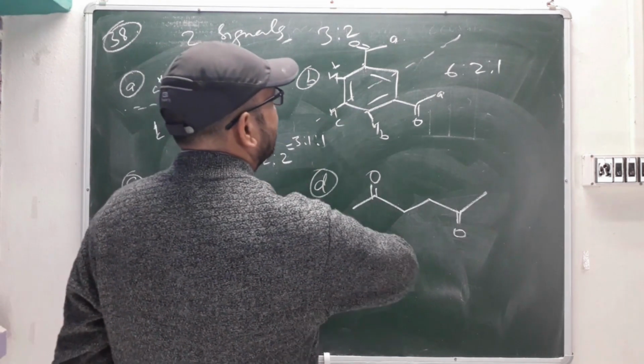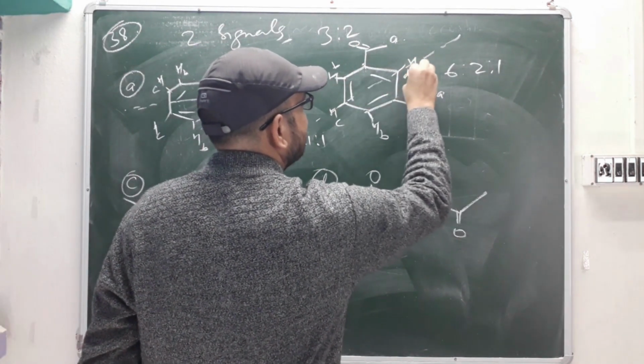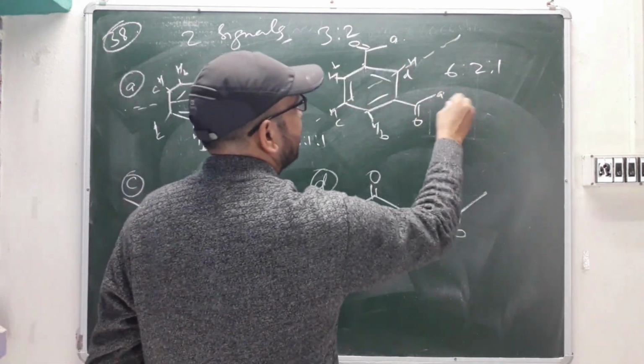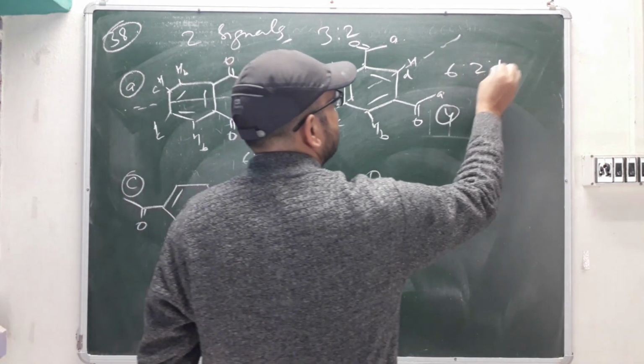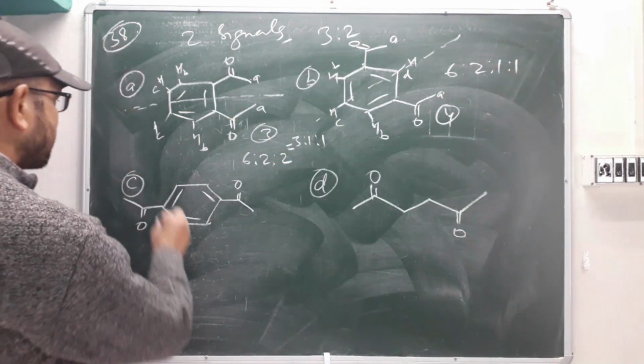Okay, this is C, right? And here it will be 4 types of proton. Here one proton is there. No, this will be D type. This is something different. So here it is not 3 types. 4 types of signals will be there, and 6:2:1:1 will be the ratio. And option C we will see.